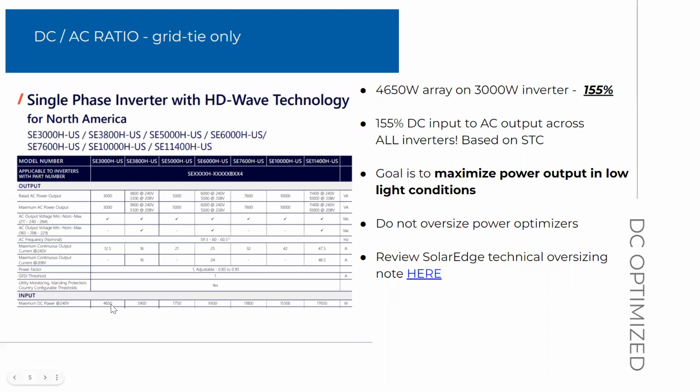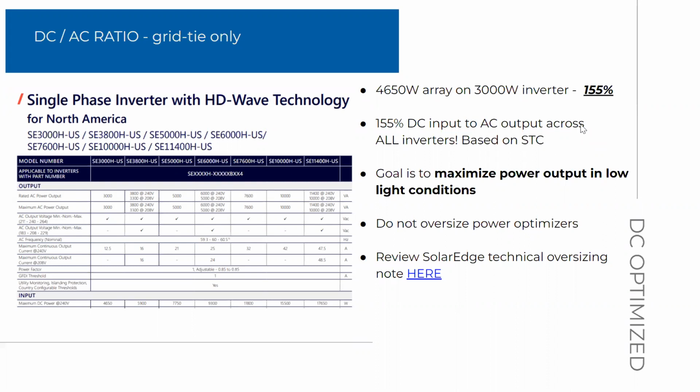4,650 watts is our maximum power input in our 240 volt configuration, which is your standard residential voltage level, for a 3,000 watt output. So already we're looking at a 155% DC/AC ratio. This is typically higher than I would recommend. However, because we're using optimizers, we're able to get a little bit creative here. The optimizers add an additional electronic component that can allow us to oversize.